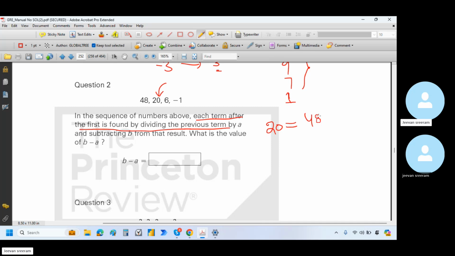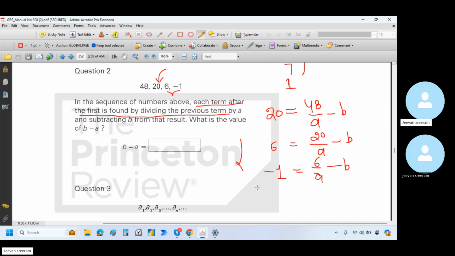So the previous term must be divided by a minus b. Similarly, 6, 20 by a minus b. So these are easy terms, you know, 6 minus 1 and all. So better to go with the last two: minus 1, 6 by a minus b. We got two equations. Let's play with these two equations.